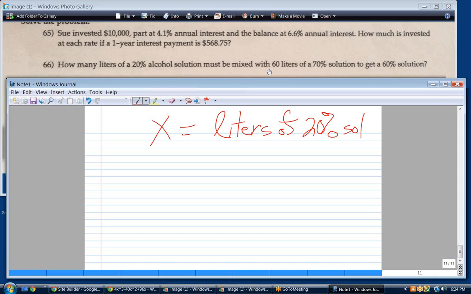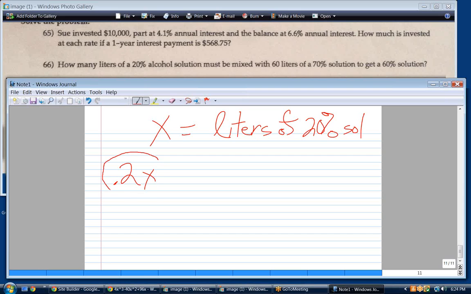How much alcohol... Okay, so on the left, I've got X liters of 20% solution. Well, how much alcohol is in the liters of 20% solution? If it's 20 liters, there's going to be 4 liters of it that are alcohol.